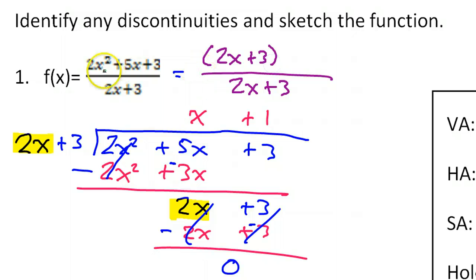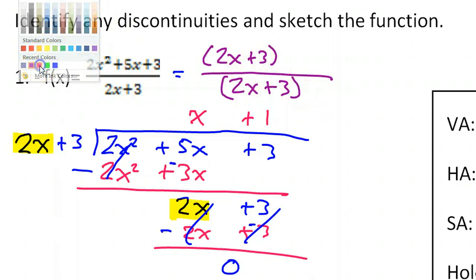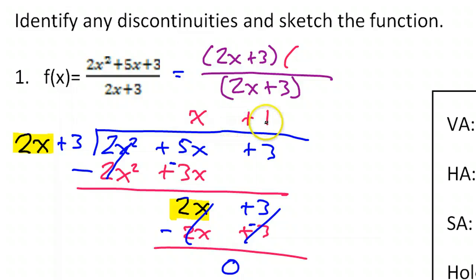That means one of the factors in the numerator must be 2x plus 3. So that's going to cancel out. Guess what the other factor is? Yeah, it's the quotient, x plus 1. 2x plus 3 times x plus 1 would give us back the original trinomial.